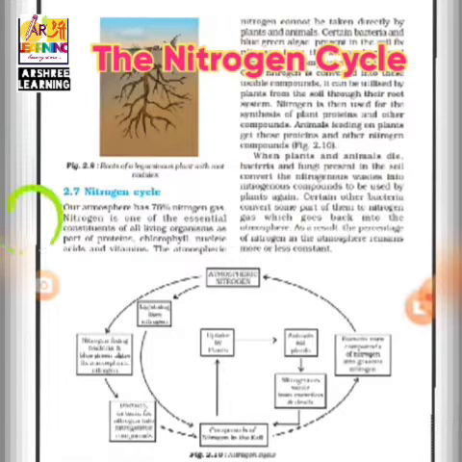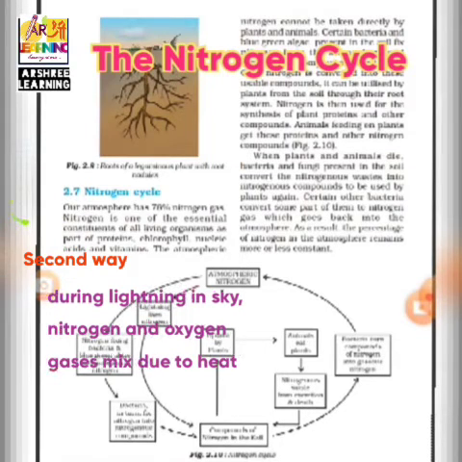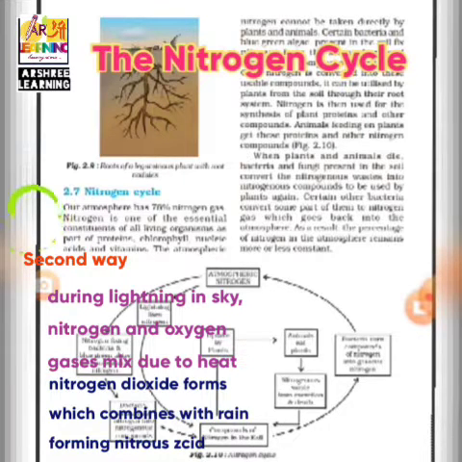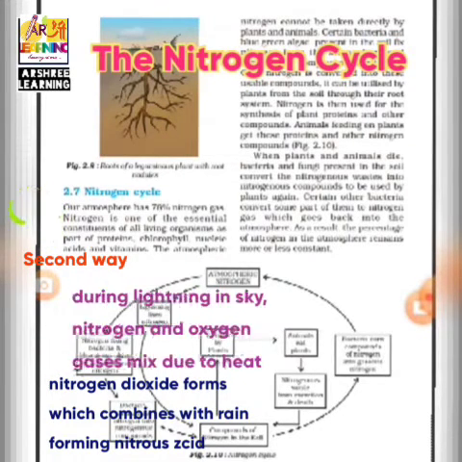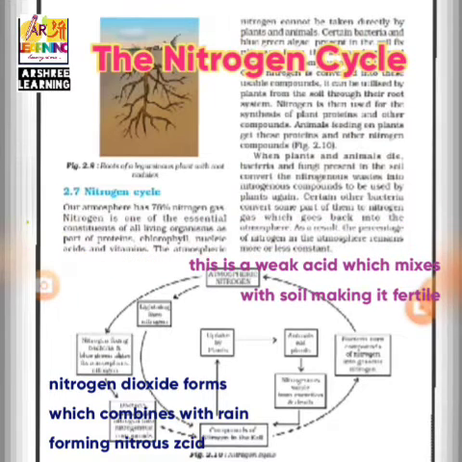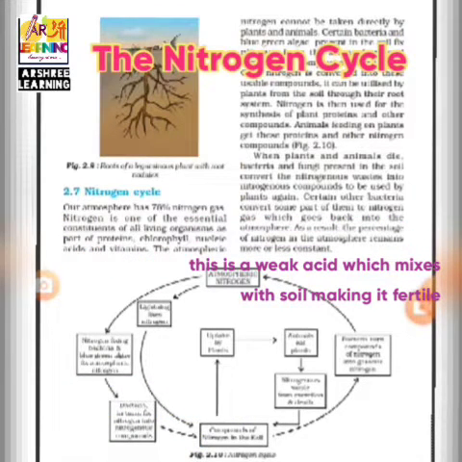During lightning, sometimes when there is lightning in the sky, the atmospheric nitrogen combines with oxygen present in the air to form nitrogen dioxide gas, which combines with rainwater, and when it mixes with the rainwater it forms nitrous acid or nitric acid. This nitric acid falls and enters the soil, and it makes the soil fertile.